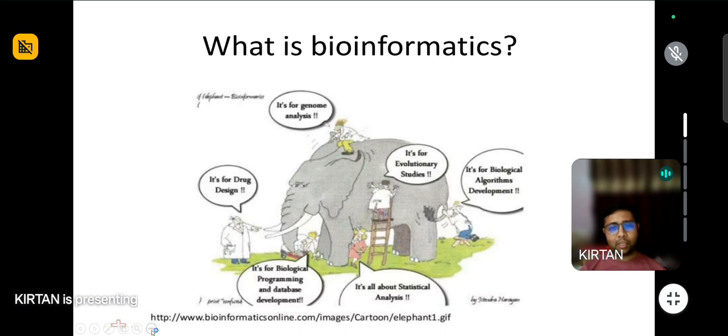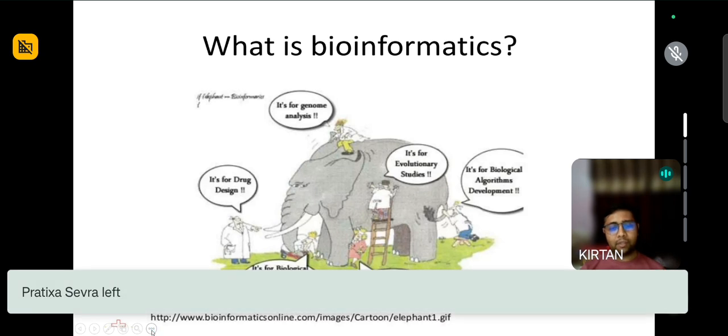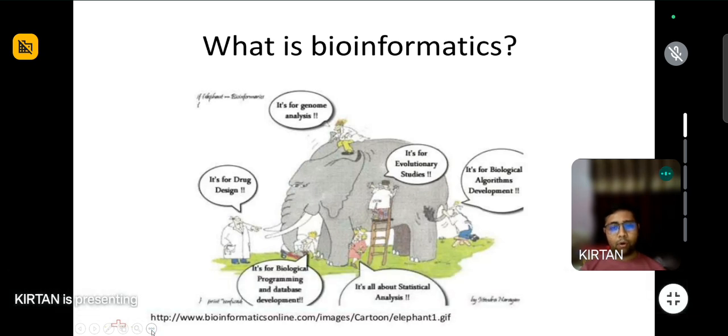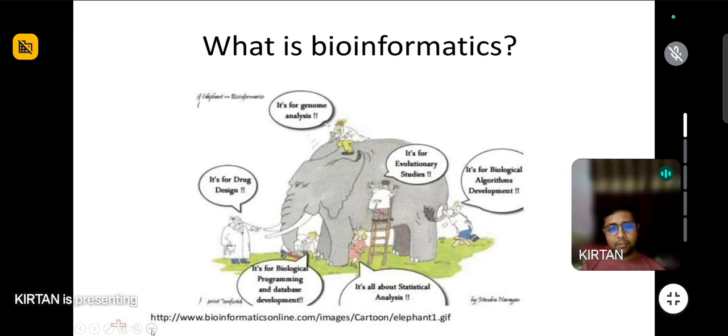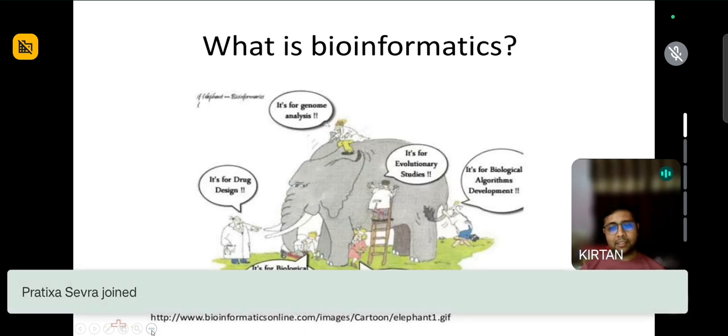specifically, we are talking about one elephant standing, and many people are looking at it in a very different way, with a different approach, and whatever area of the elephant comes to their hand, they can identify that this is my area of study. Like some persons identify the teeth, which is called drug designing. Some use it for genome analysis, some for algorithm development, and some for basically data analysis, some the statistical approach.